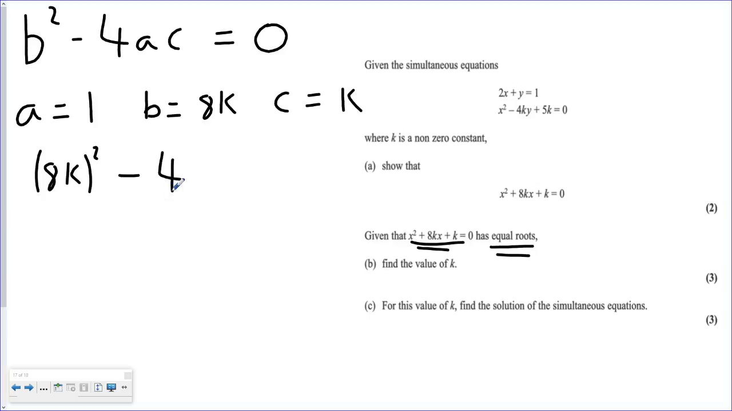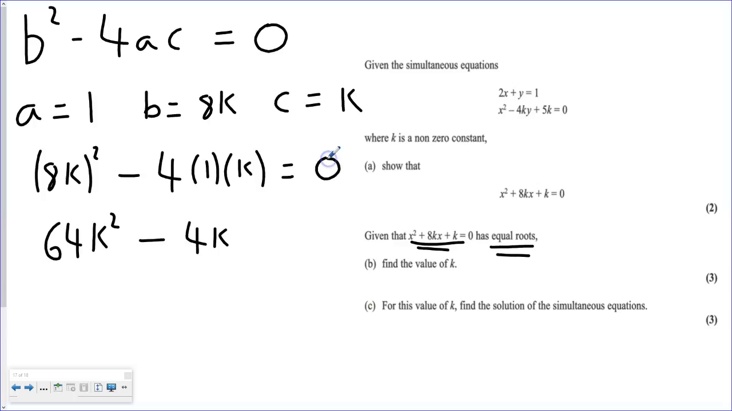And then 4 times 1 times k. So 8k all squared is just 64k squared. That's 8 squared, which is 64, times k squared, which is obviously just k squared. 4 times 1 times k is just 4k. Oh, sorry, I missed that. That's equal to 0 on the other line. Now if I can divide by a 4.